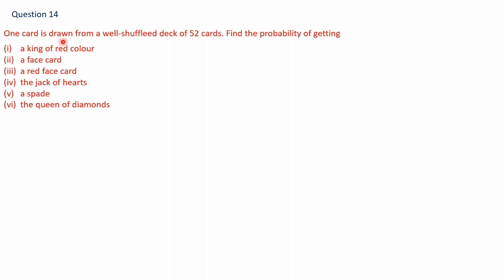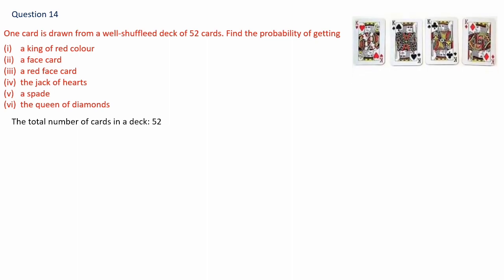So one card is drawn from a well shuffled deck of 52 cards. In one deck of cards there are 52 cards, it is mentioned here. Find the probability of getting a king of red color. So the total number of cards in a deck is 52. First question, a king of red color. As we know, the deck of cards is categorized into 4 subdivisions, that is spade, heart, clubs and diamonds. And here it is asked a king of red color.